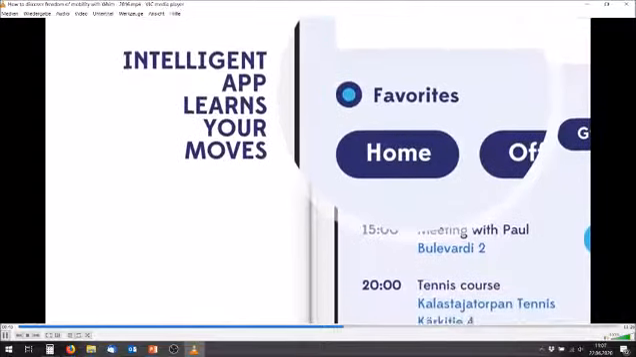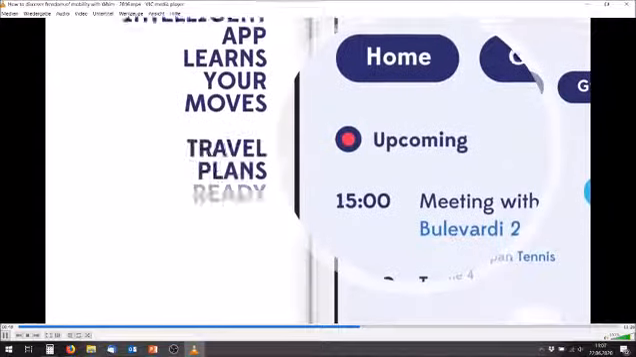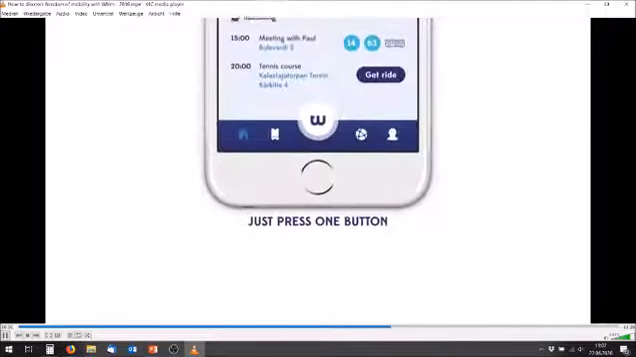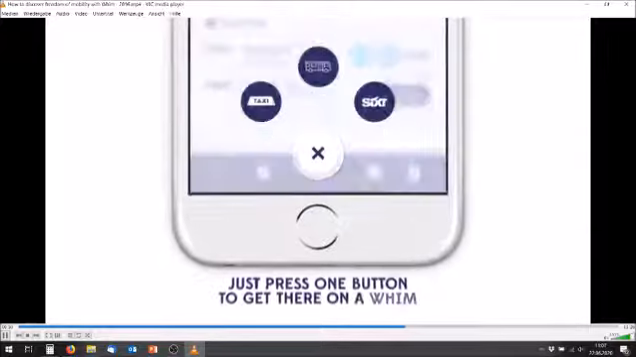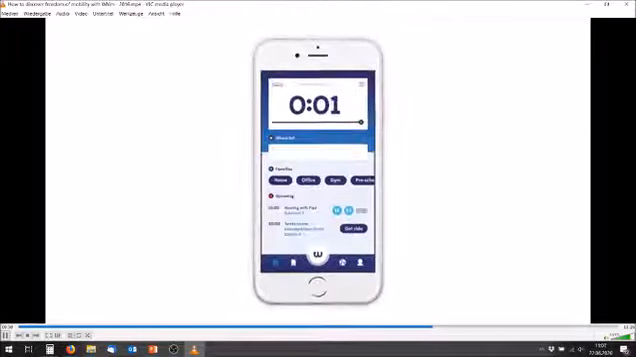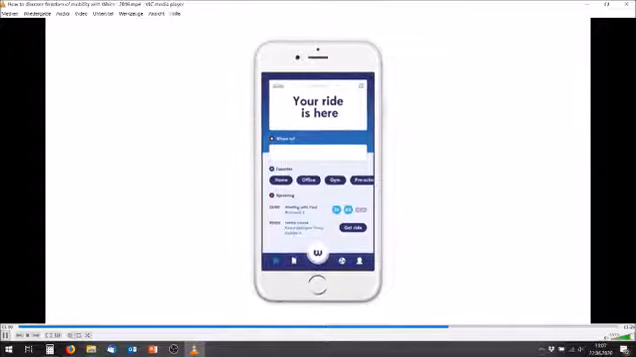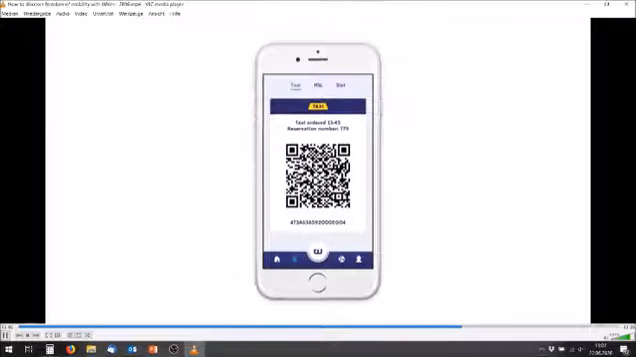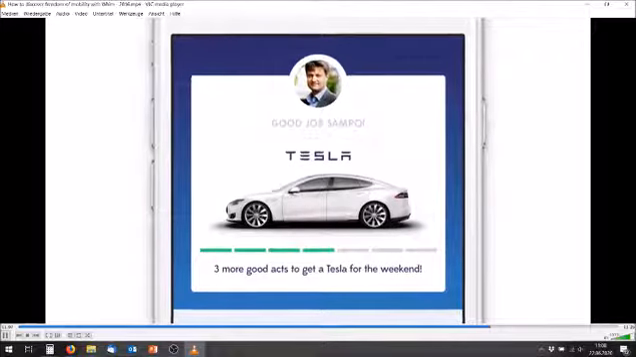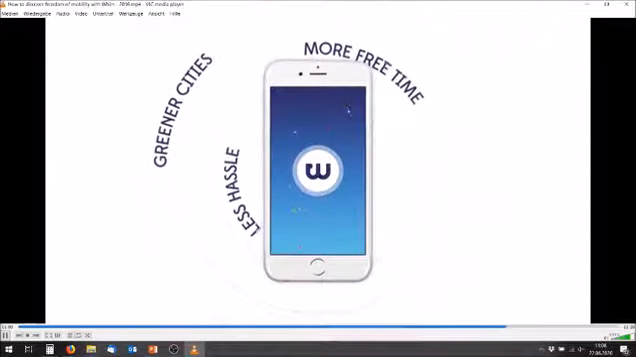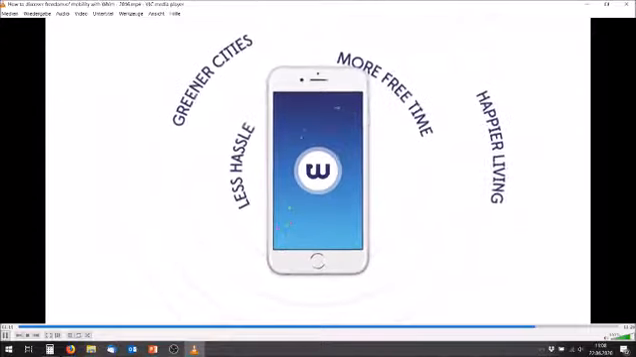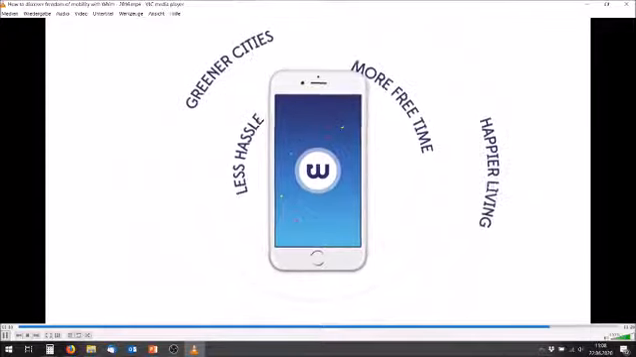It remembers your favorite places, syncs with your calendar, and plans your journeys in advance. Still, Whim is as spontaneous as you are. Fancy a film at the last minute? Grab a cab on a whim. All you need to do is press one button. Once the taxi arrives, just show your ticket and enjoy the ride. It even rewards you for making green choices. Whim frees you to move whenever and wherever you want, but it also makes your city a better place to live, with less traffic jams and cleaner air.